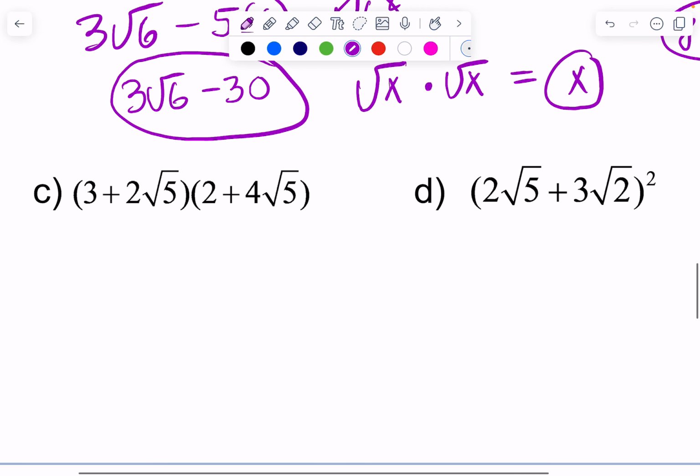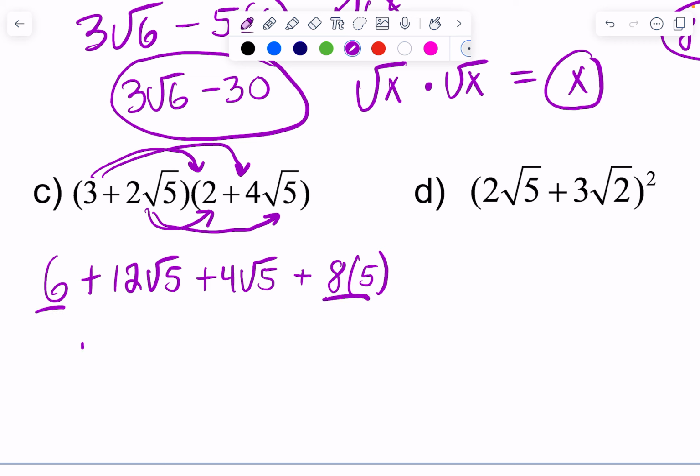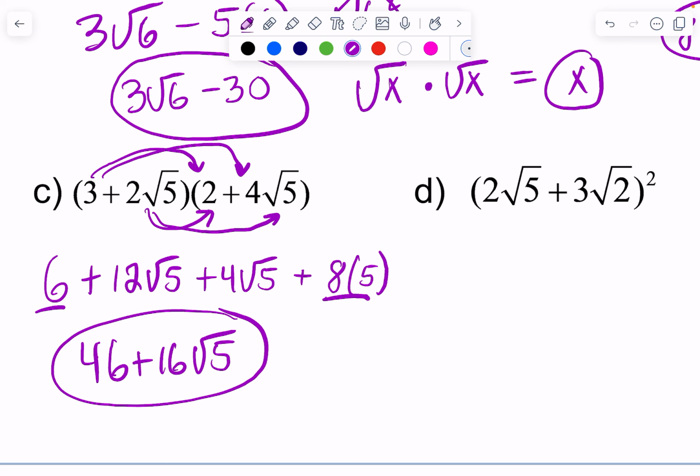All right. 3 times 2 is 6. 3 times 4 square roots of 5 is 12 square roots of 5. 2 square root of 5 times 2 is 4 square roots of 5. 2 square root of 5 times 4 square root of 5 is 2 times 4 is 8. Square root of 5 times square root of 5 is square root of 25, which equals 5, so that's 40. 40 plus 6 is 46, plus 16 square roots of 5, adding like terms and like radicals.